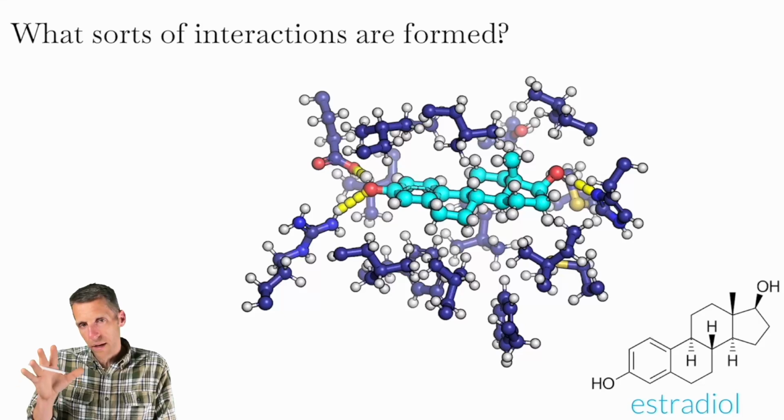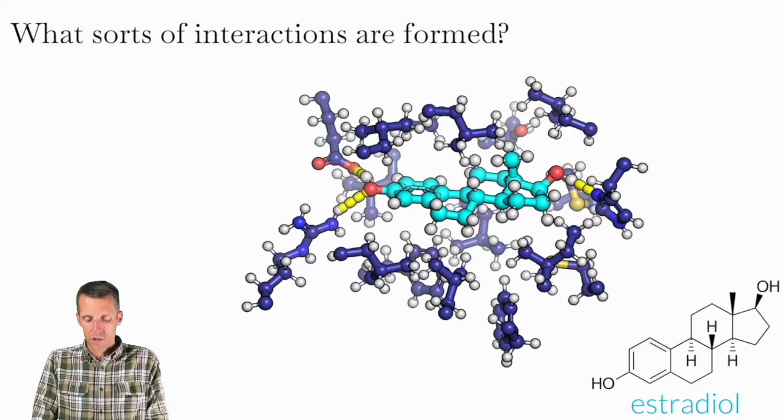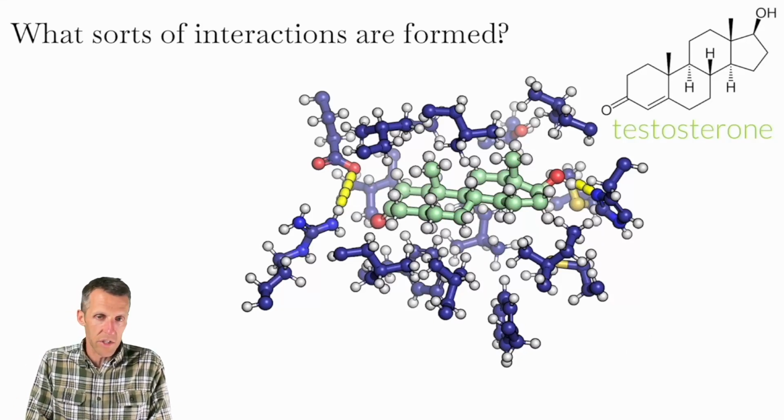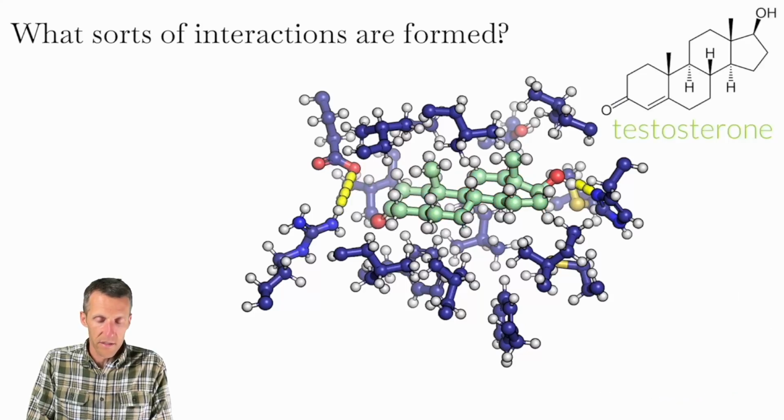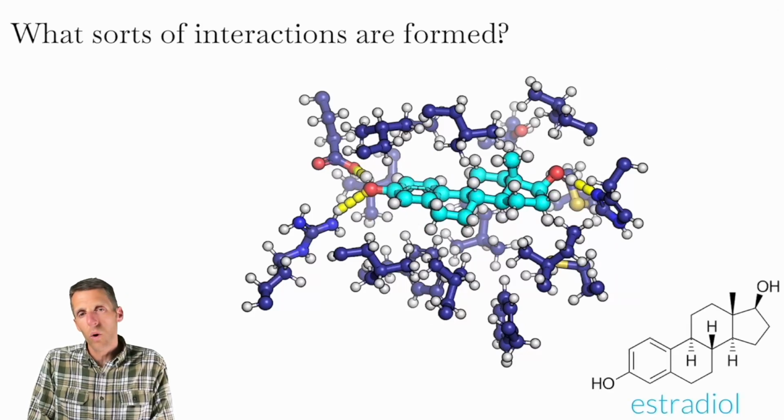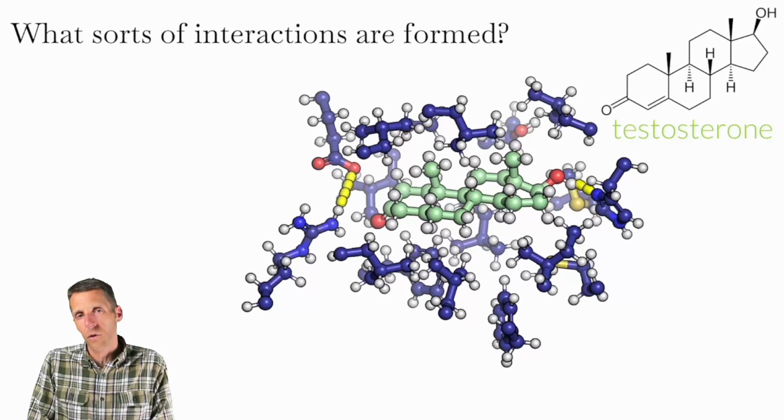So here I'm showing estradiol in the pocket, and now what I'm going to do is jam testosterone in. So this is not a real structure. This is just me aligning a testosterone and sticking it into the structure. And I just did it. I'm going to pull it back. Did it. Going back. So what do we notice about the testosterone binding versus the estradiol binding?